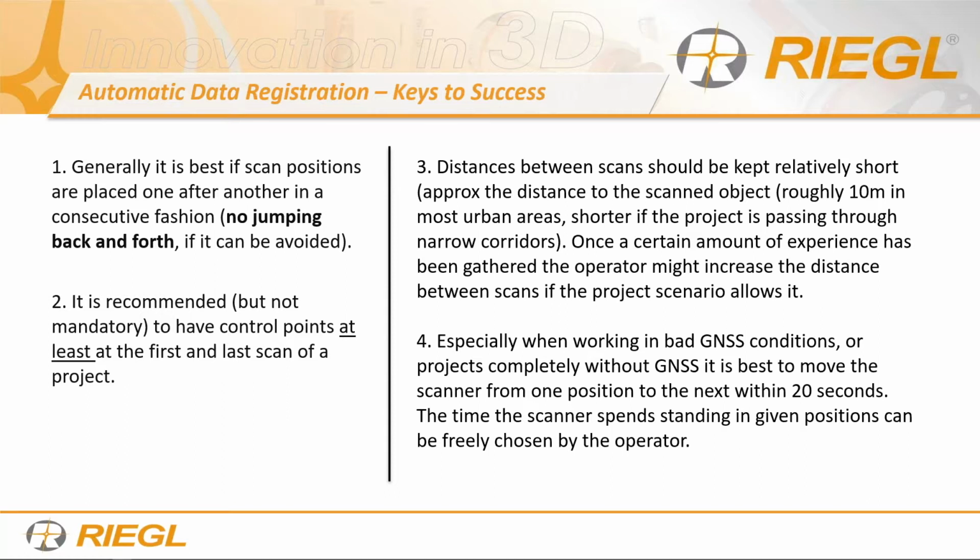Especially working in bad GNSS conditions or projects completely without GNSS, it's best to move the scanner from one position to the next position within 20 seconds. What we mean by this is that when you're in an area with no GPS or very bad GPS, in order to make use of the automatic registration too, you need some kind of positional data, and that's going to come from the IMU. So the scanner has a lot of integrated components, and one of them is an IMU. Now, it's not a really high-grade IMU where you can use it for mobile scanning, but it's good enough that it can detect itself from one position to another when GNSS GPS is bad or none.